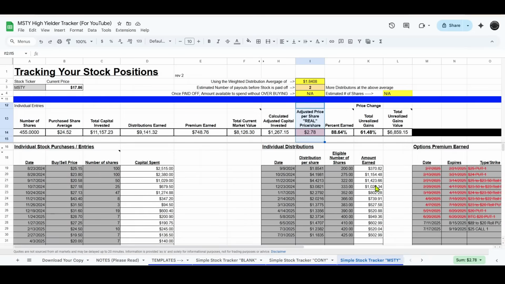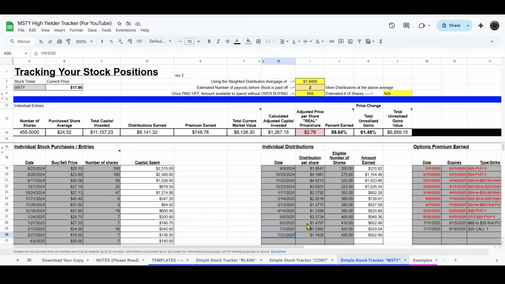Now, we do have another distribution coming up at the end of the month, but we do not have one to enter in at this point. Our last distribution was $1.18, but we will be receiving another one at the end of the month.